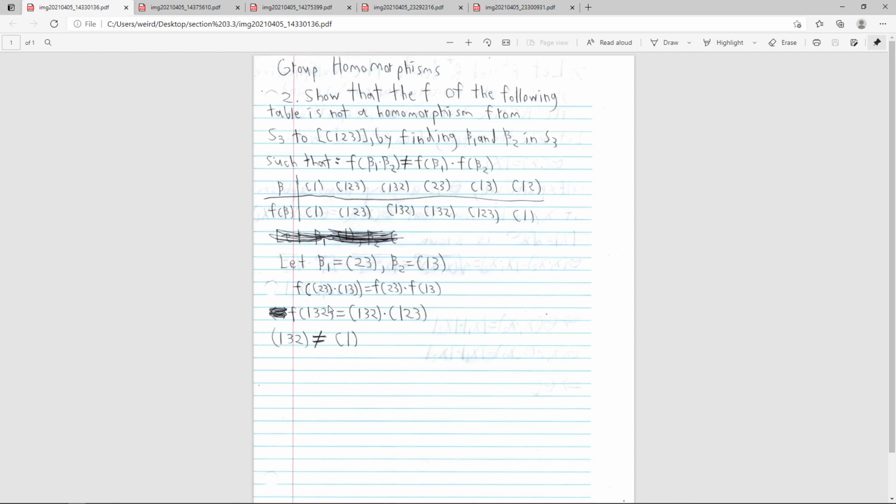F of (1, 3, 2), which we get from (2, 3) times (1, 3), is (1, 3, 2). F of (2, 3) is (1, 3, 2). F of (1, 3) is (1, 2, 3). That equals 1, the identity. And this equals (1, 3, 2). From the table, (1, 2, 3) is (1, 3, 2), and (1, 3) is (1, 2, 3), so yep, it doesn't work. It's not equal. (1, 3, 2) does not equal the identity. So, therefore, it's not a homomorphism.